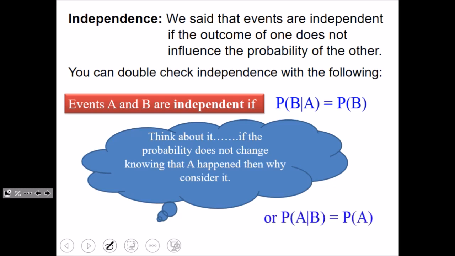It should look just like that. Knowing B happened shouldn't change the chances of A. Okay? So if the probability doesn't change, then they're independent. They're not affecting each other.